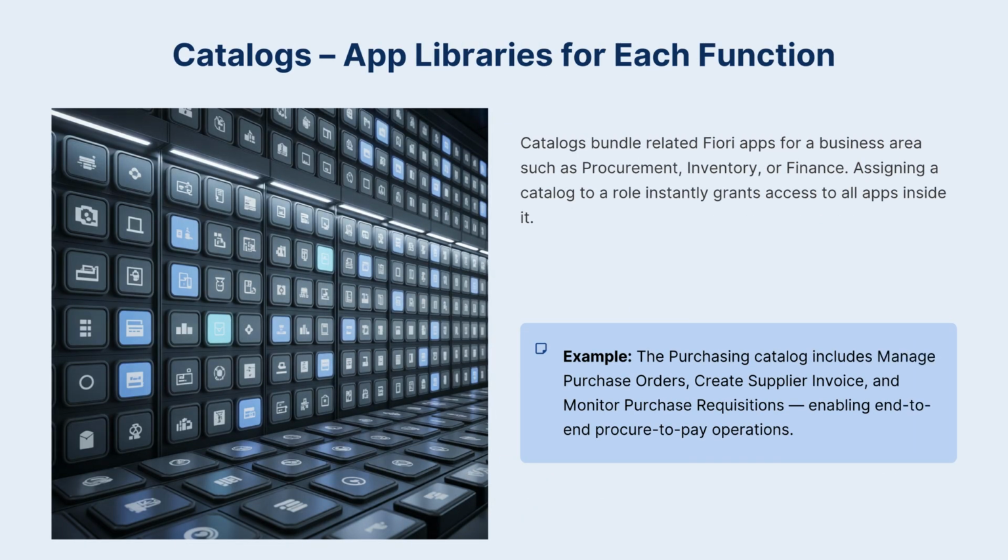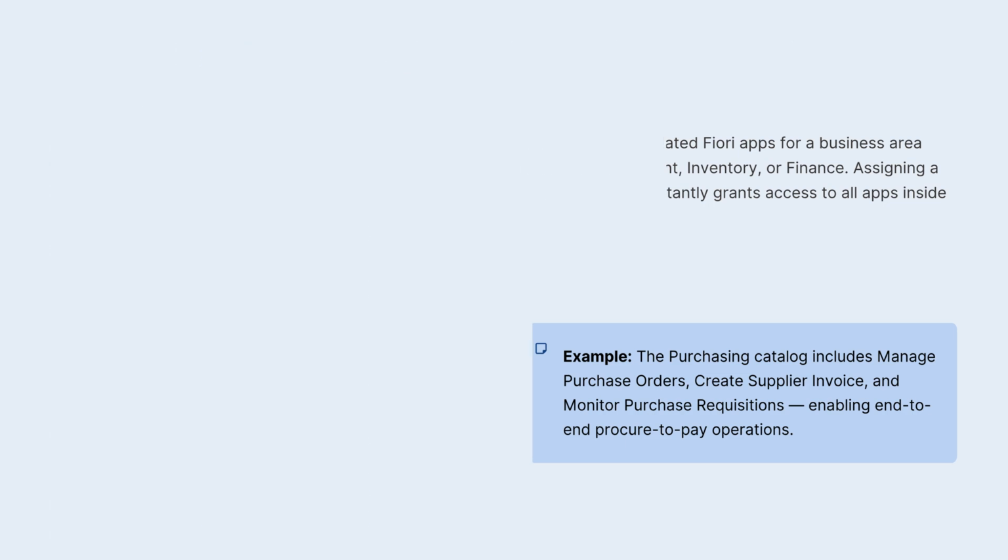Catalogs, app libraries for each function. Think of catalogs as curated app libraries. Each catalog groups together Fiori apps related to a specific function, for example, procurement, inventory, or accounting. Assigning a catalog to a business role automatically makes those apps available to users holding that role. For instance, the procurement catalog provides apps like manage purchase orders, monitor purchase requisitions, and create supplier invoice. Catalogs save time and prevent errors by ensuring users receive only relevant apps for their department or process area.